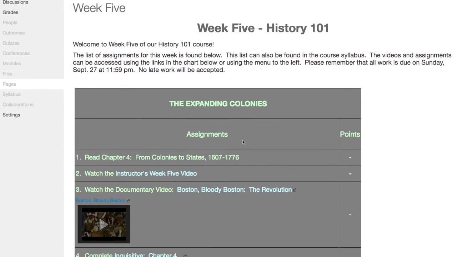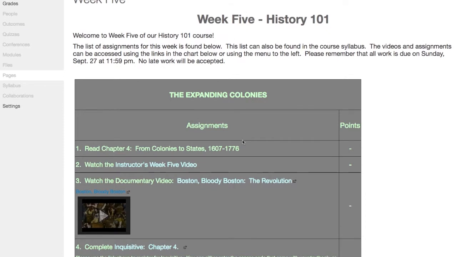This week, you will be learning about how the colonies expanded and the tensions they experienced with both the French and the British government. It lays the foundation for the American Revolution, which we will be studying next week.